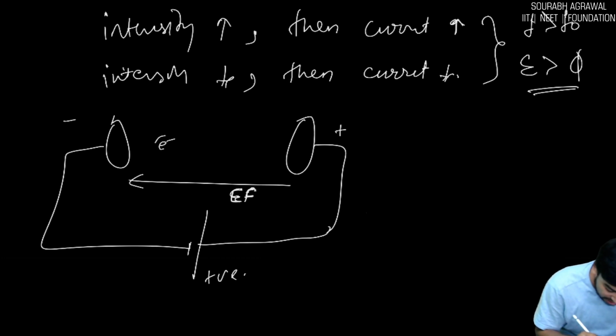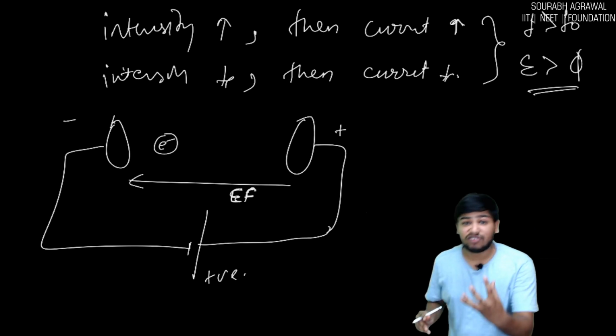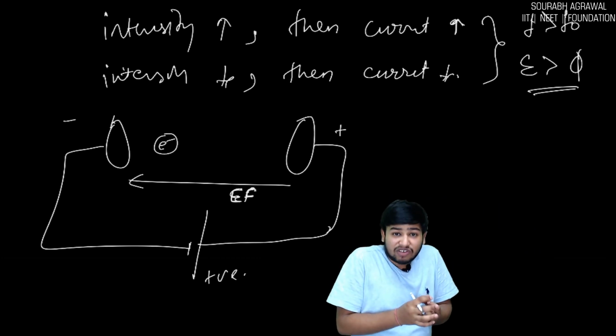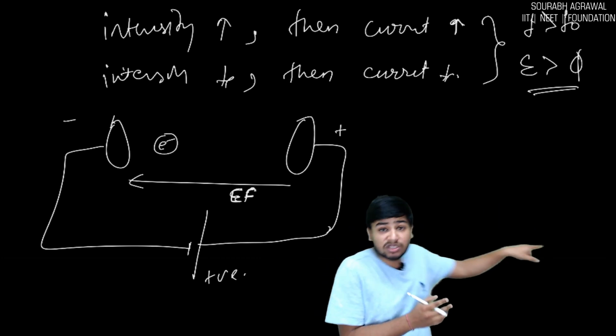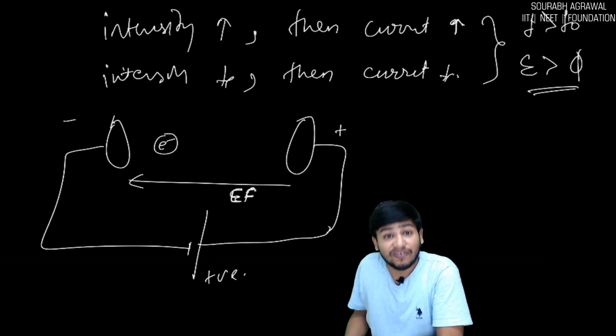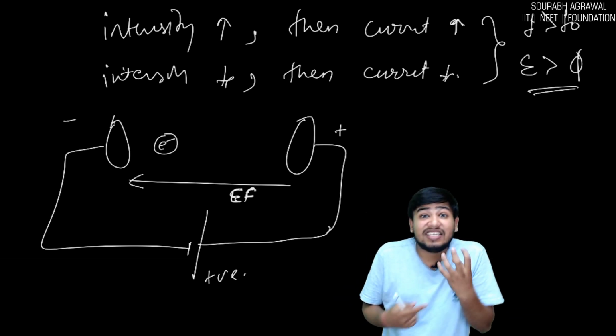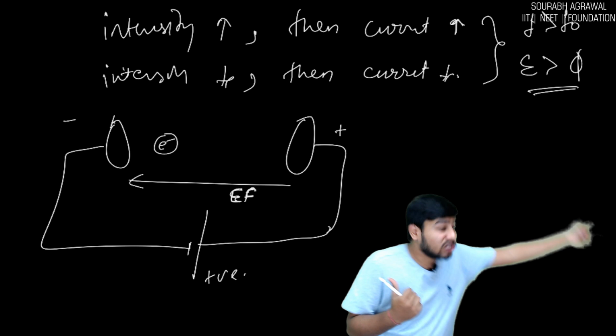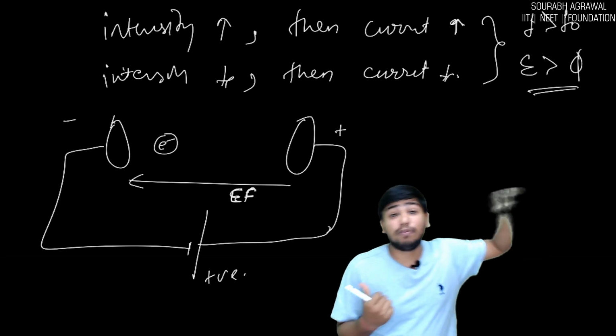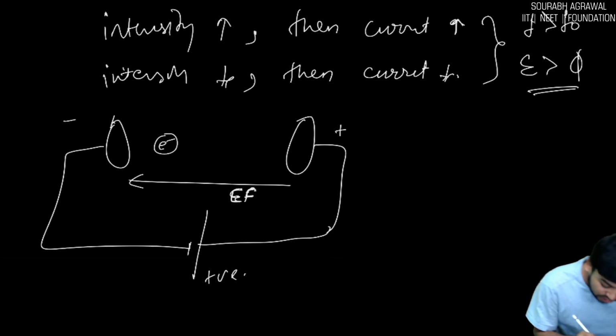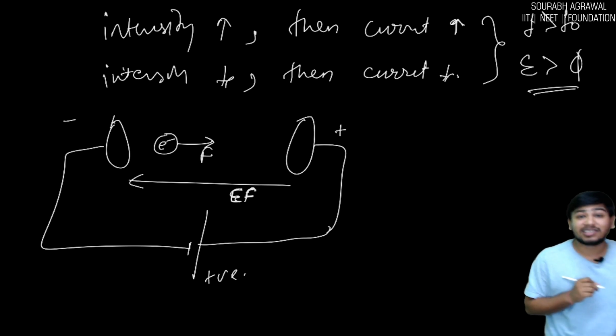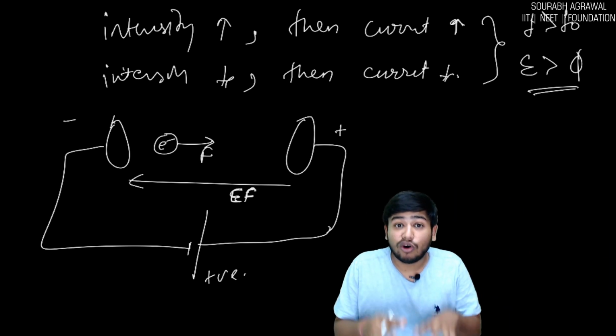And here are electrons. Electron is a negative charge. If a positive charge is there, it will have a force in the direction of the electric field. But a negative charge particle will have a force in the direction opposite to the electric field. So this electron will have force in this direction. Okay, now what will happen?